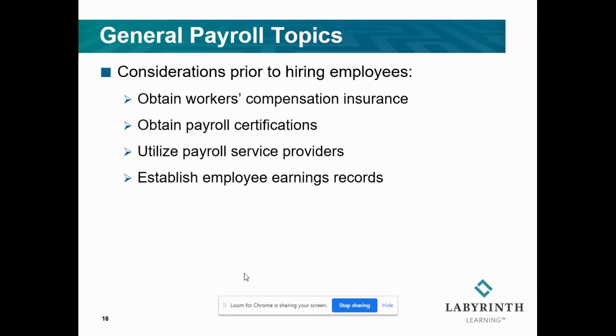So other general payroll topics to consider when hiring employees would be to obtain workers' compensation insurance, payroll certifications, payroll service providers. If you keep in mind the Chapter 1 forum assignment, it went over some different payroll service providers. A lot of information on that if you're interested in that topic. And also establishing an employee earnings record.